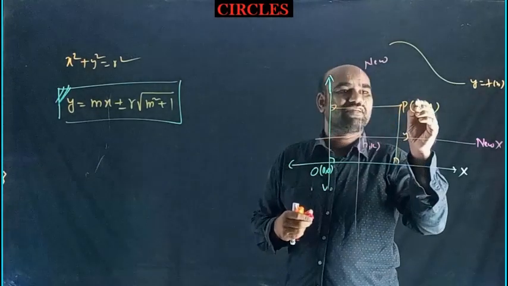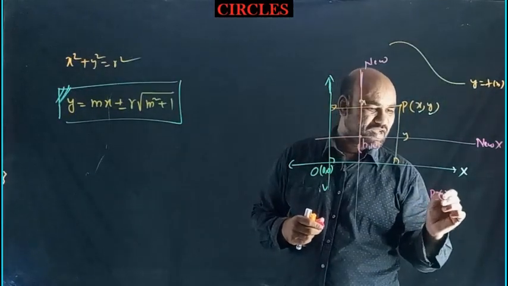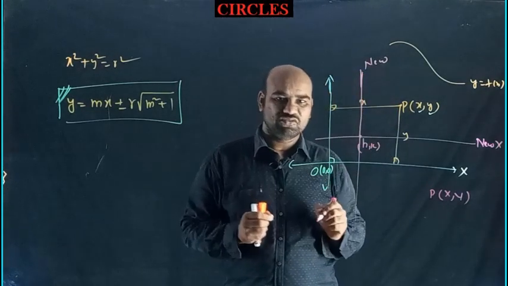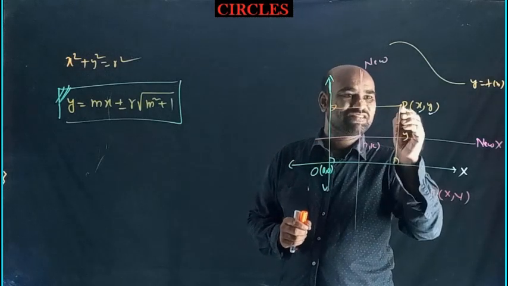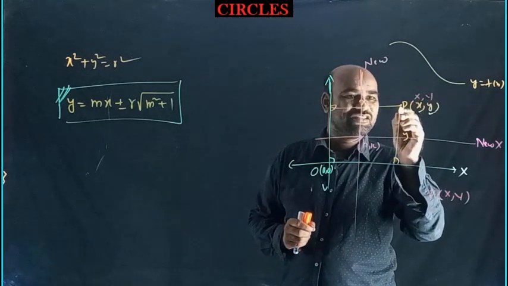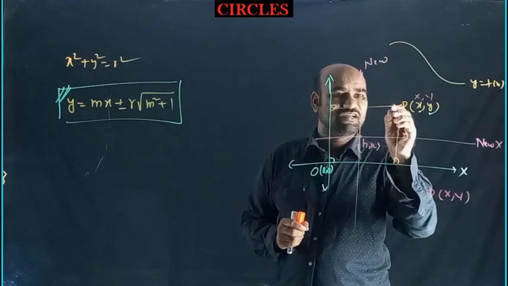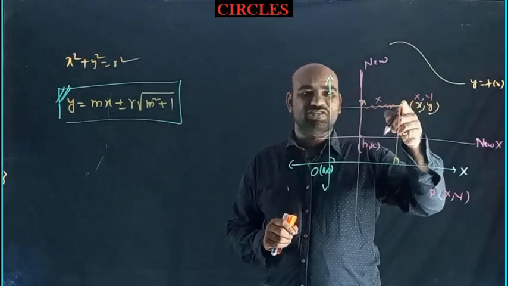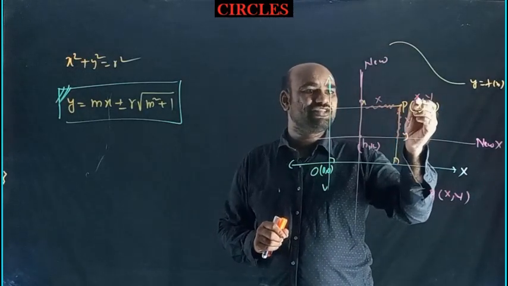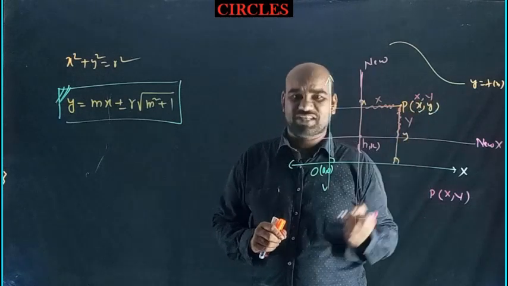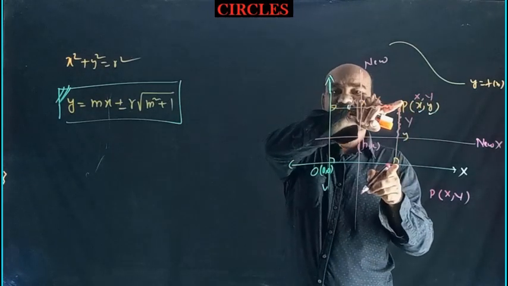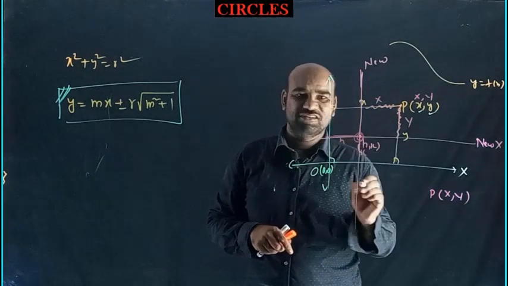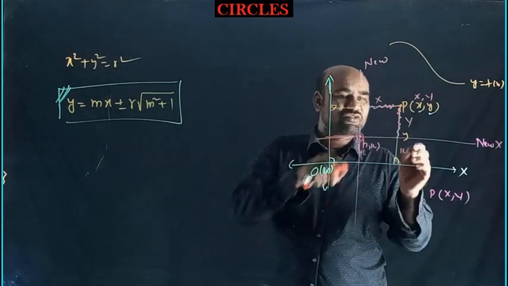Let us assume that capital X, capital Y are the new coordinates of P with reference to the new axes. What is the meaning of this? For example, this length is capital Y and this length is capital X. With reference to the new axes, this point is X units from the new y-axis and Y units from the new x-axis. Actually, this total is small y. Observe here. This is h, k. This means this is h, this is k.